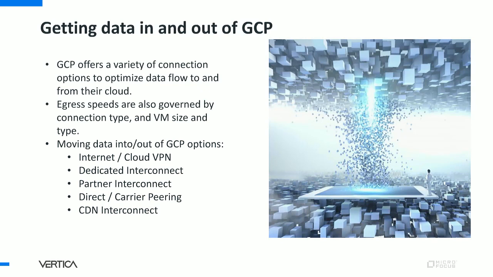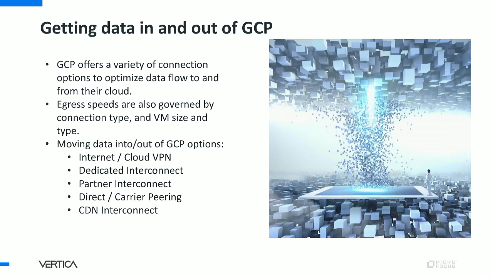There's the obvious one, right? Across the internet, either directly to the VMs or into the storage bucket, or you can light up a VPN tunnel to encrypt all that traffic. But additionally, GCP offers direct network interconnects from your corporate network. These get provided either by Google or by a partner, and they vary in speeds.